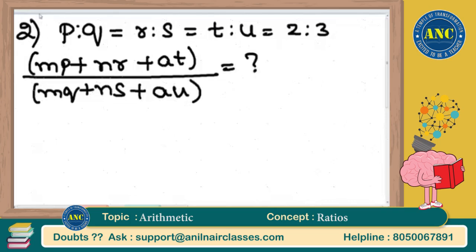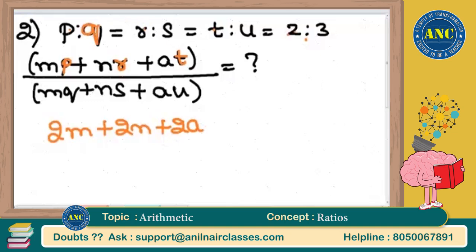Now, again a very, very easy question. So many people I see will take it as 2x is to 3x and substitute and simplify. Not required. P value is 2. R value is 2. T value is also 2. Substitute. That means the numerator becomes 2m plus 2n plus 2a. Right? This is the numerator.